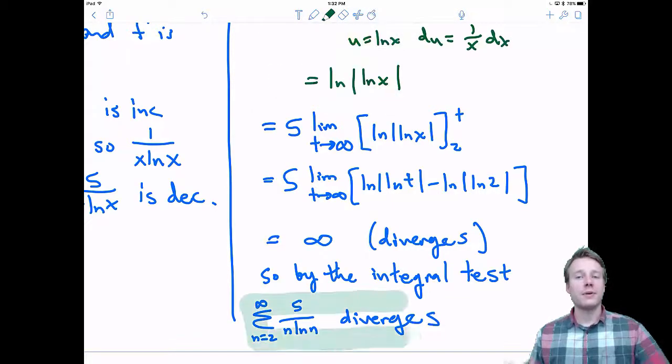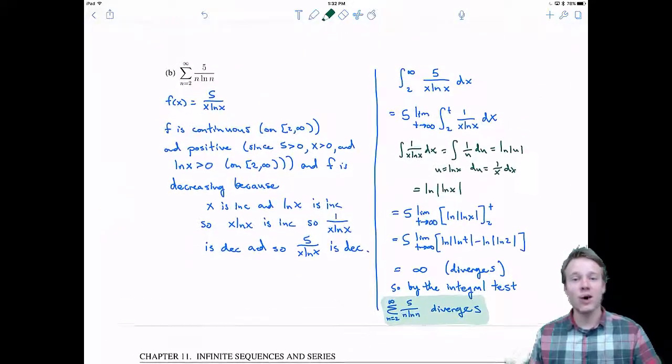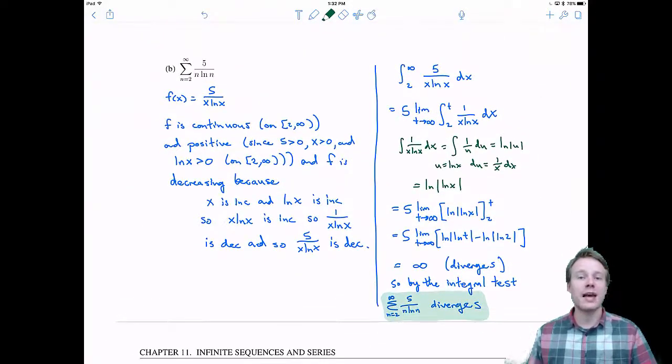Okay, and with that, I think we have a pretty good idea of how to apply the integral test. Go ahead and get started with your homework, and I'll see you next time in 11.4.